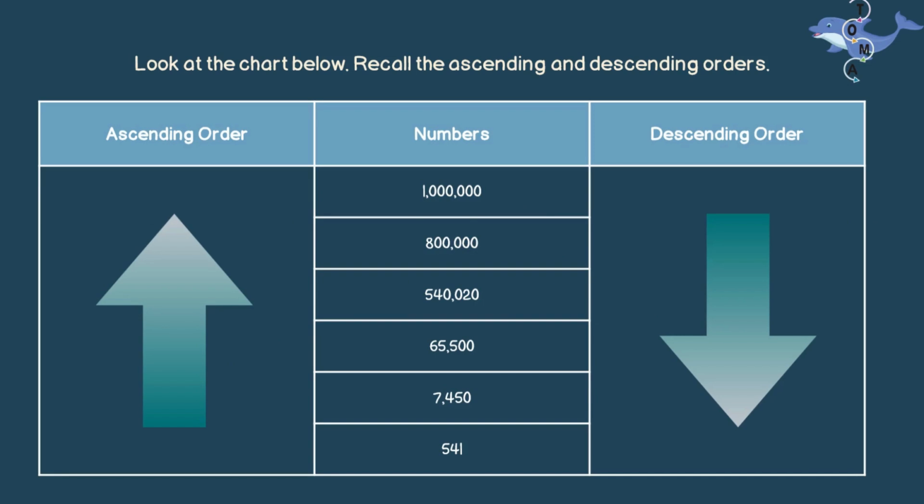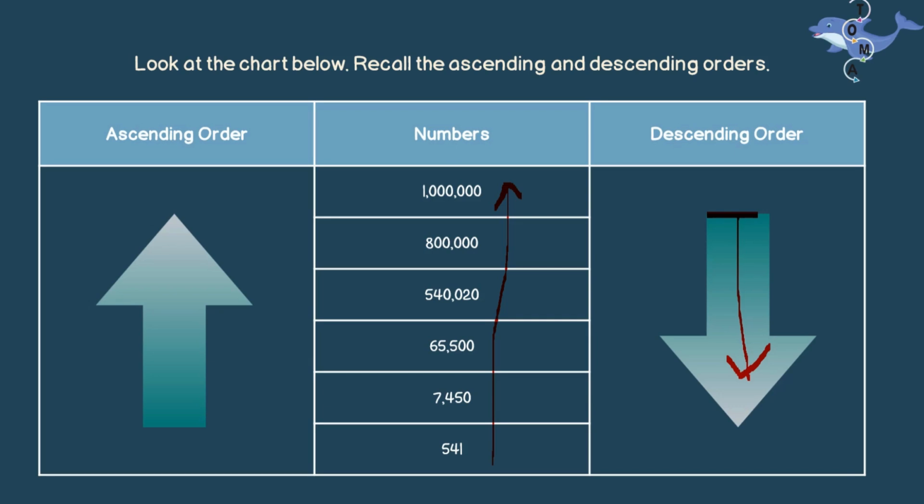Look at the chart below. Recall the ascending and descending order. Ascending means from the smallest to the greatest. So this one is the ascending order, because here you can check the numbers are written in increasing order. Descending means we are going to write down the greatest number first, which means that in this way the position will be from upside down.